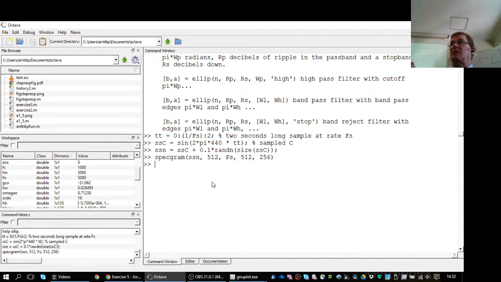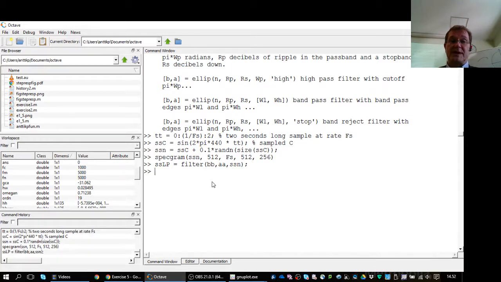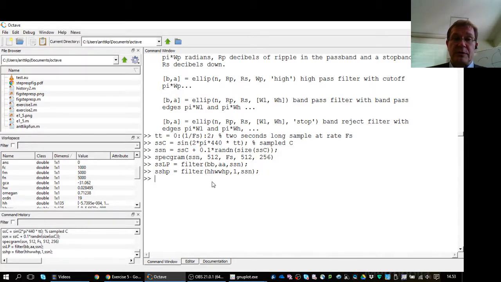But if I want to combine different filters, as in the very last exercise, you just do filtering with each of those filters separately and then combine the output values. So for example, I have a low pass filter, the latest one. I can filter with BB, AA, and then that SSN. Okay, that's low pass filtered. And then I have some high pass filter also somewhere. Filter HHWW high pass. That was the FIR filter, and maybe I also could incorporate that.